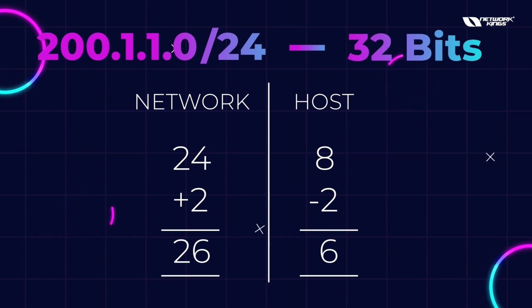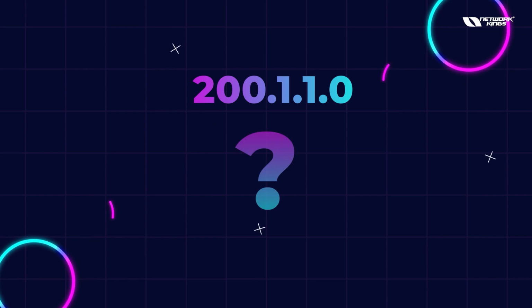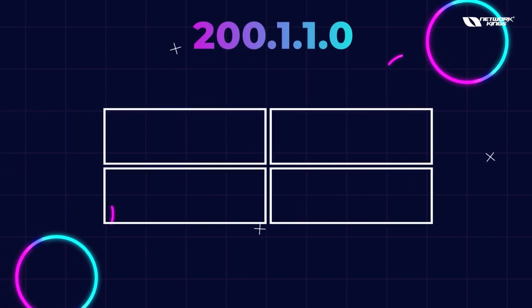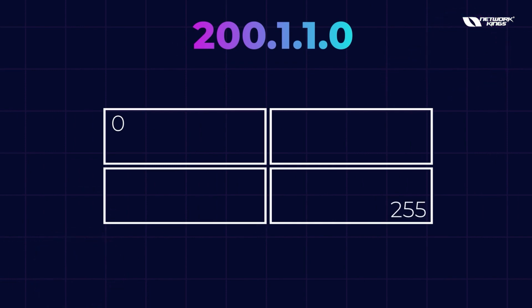We are going to assign the IP. So the IP address would be 200.1.1.0. Okay, so how do you calculate your 4 locations? There is simple maths. The IP address always starts with 0, and it always ends with 255. For /26, 2 to the power of 6 is 64.